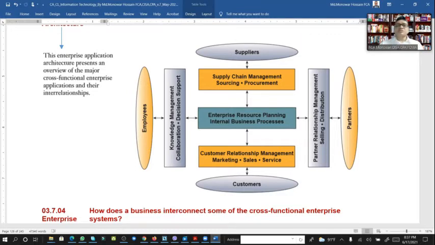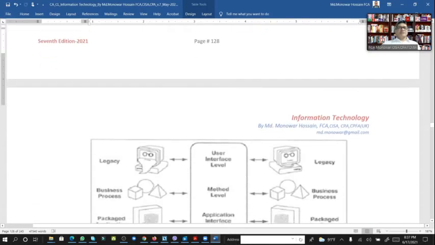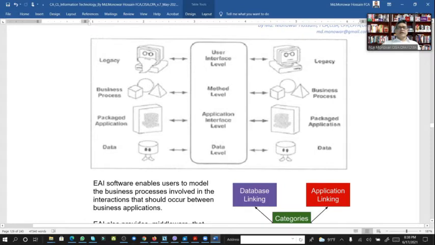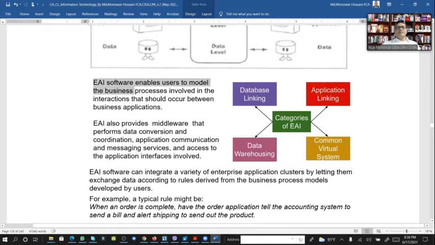So enterprise resource planning, or internal business process, supports this way. So how does a business interconnect some of the cross-functional enterprise applications? Enterprise application integration, EAI software, is being used by many companies to connect major business applications. So using the software in different ways, here at the interface level, application level, and data level, the EAI software enables the use of a model of the business processes that should occur between the business applications. So those are the categories of EAI.